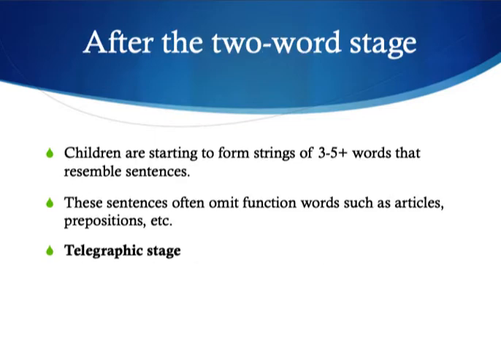After the two-word stage, children begin to form longer strings, so it may be anywhere between 3 to 5 or even more words that start to resemble sentences in the language that they're learning. But these sentences don't look exactly like adult utterances because they often omit function words such as articles or prepositions, and that's why it's known as the telegraphic stage.